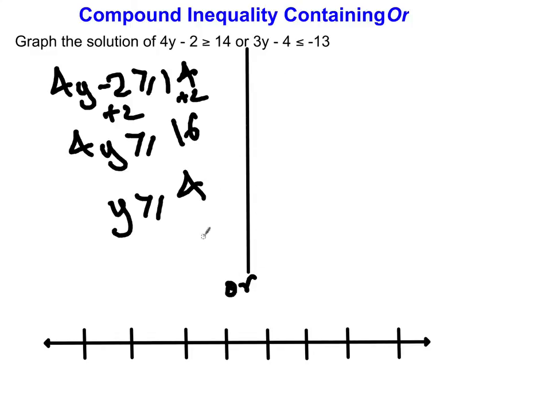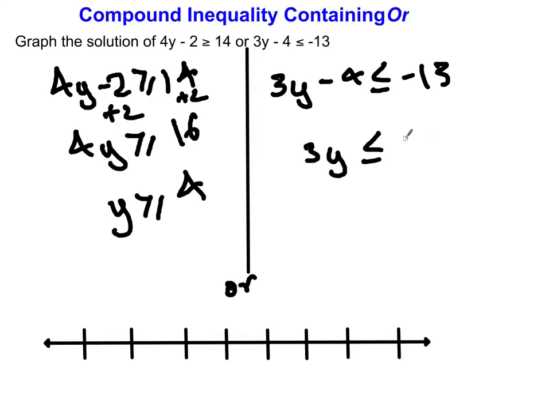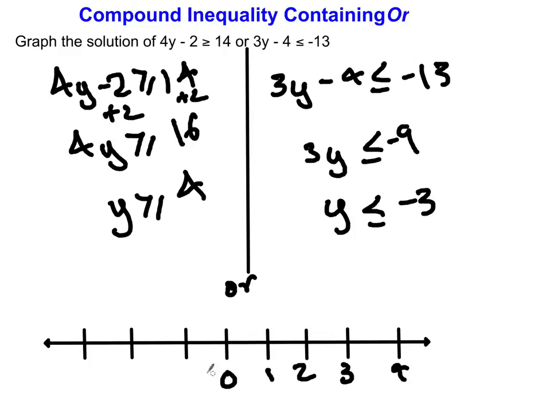Or, so that this needs to be met, or 3y minus 4 needs to be less than or equal to negative 13. So 3y needs to be less than or equal to negative 9, and y needs to be less than or equal to negative 3. So if either y is greater than or equal to 4 or y is less than or equal to negative 3, then we're satisfied. So 1, 2, 3, 4.